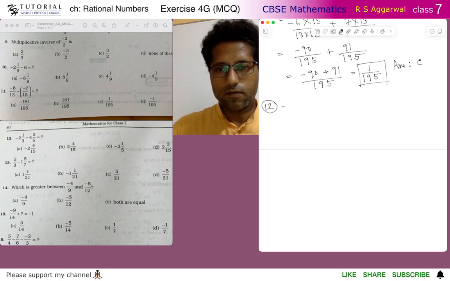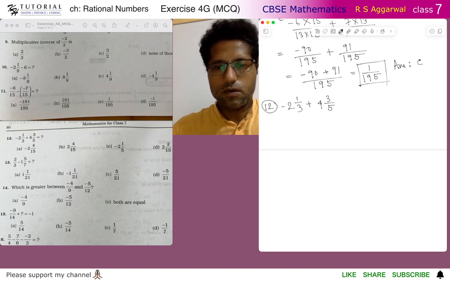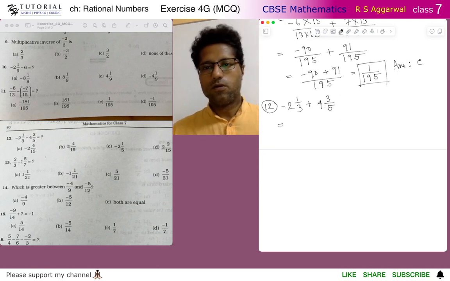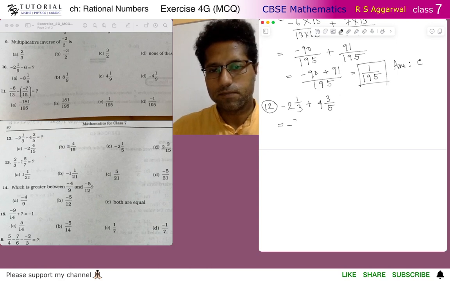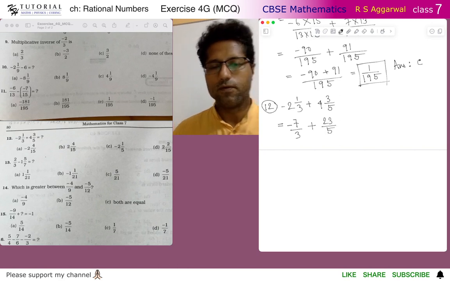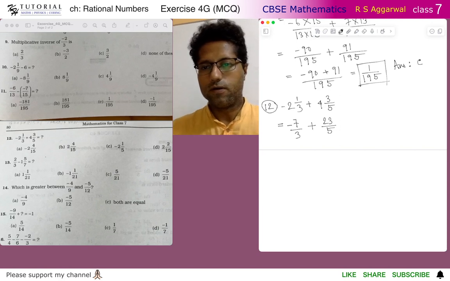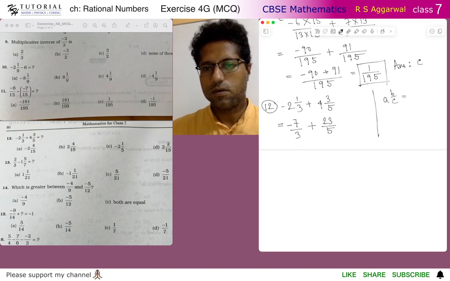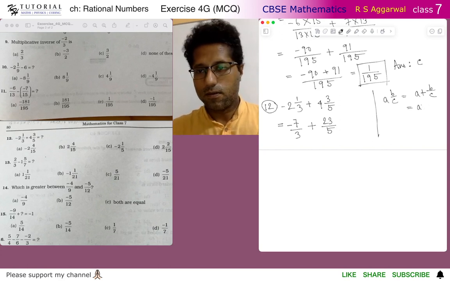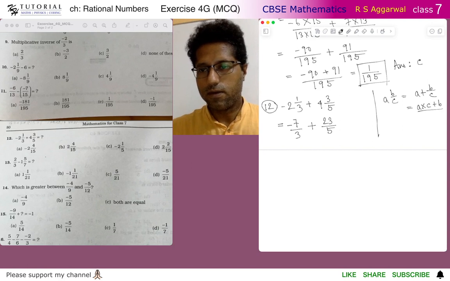It says to find the value of minus 2, 1 by 3 plus 4, 3 by 5. So we first convert the two mixed fractions to improper fractions, and this becomes minus 7 by 3 plus 23 by 5. I hope you know how to convert a mixed fraction of the form a b by c: it equals a plus b by c, which equals a into c plus b divided by c.